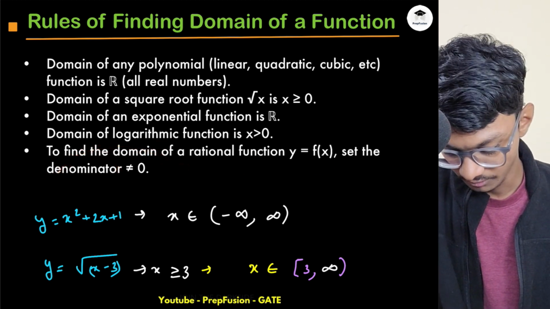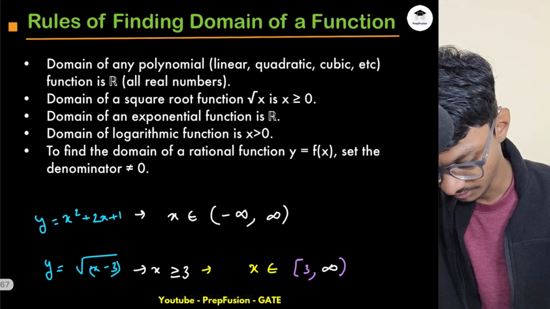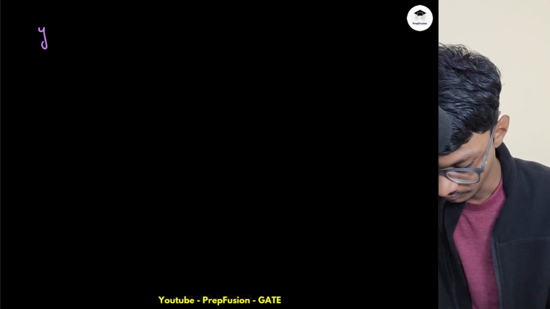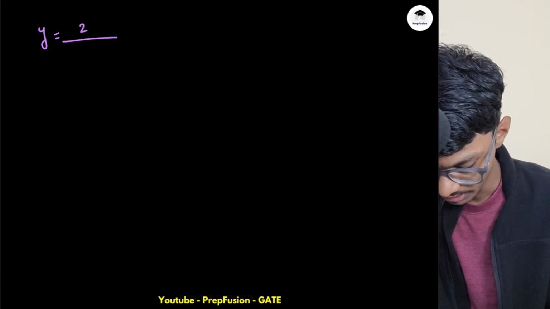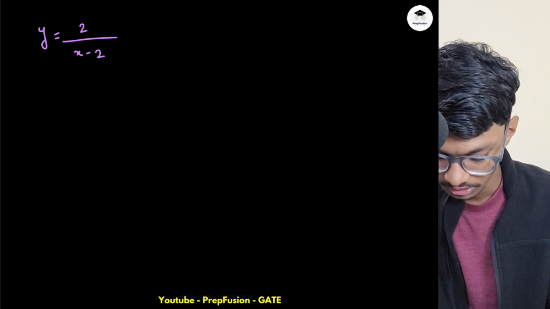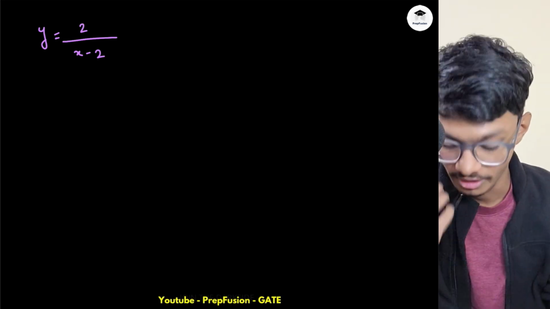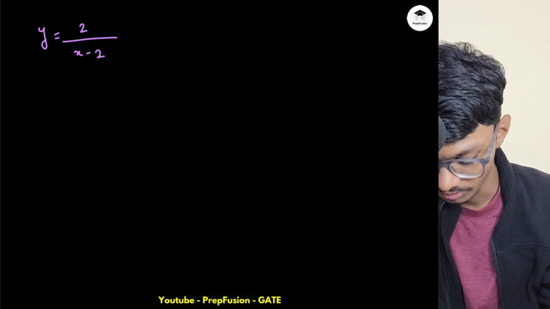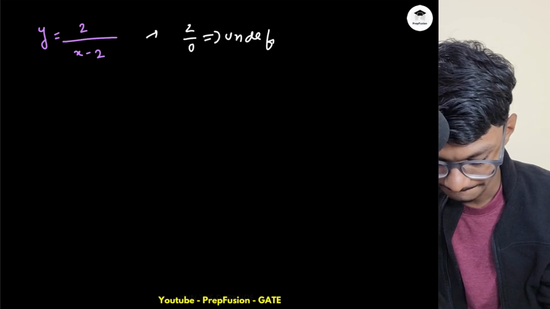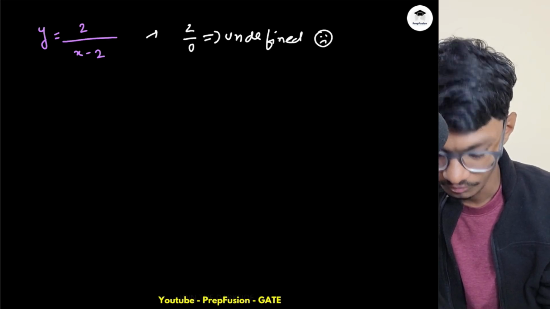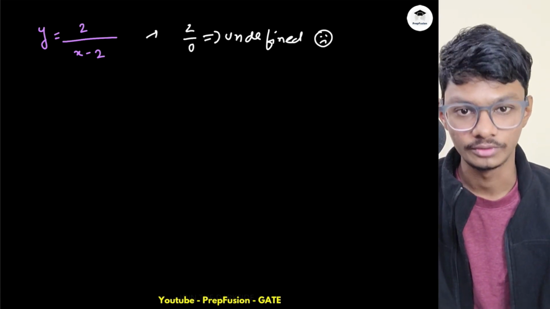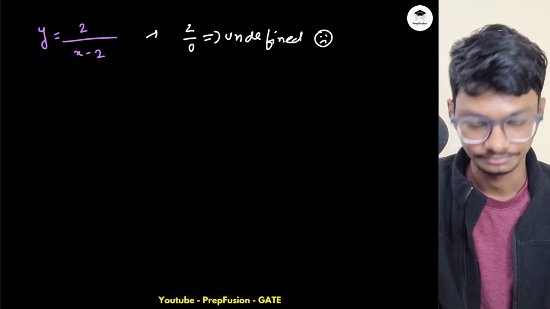So let's take an example for a rational function. Let me go to the next page. Let me take y equals 2 by x minus 2. Then my denominator cannot go to 0. If my denominator goes to 0, it will become 2 by 0, which is undefined, right? What is 2 by 0? We don't know. You might say it is infinity, but we don't know. In the limits chapter, we'll understand this better.